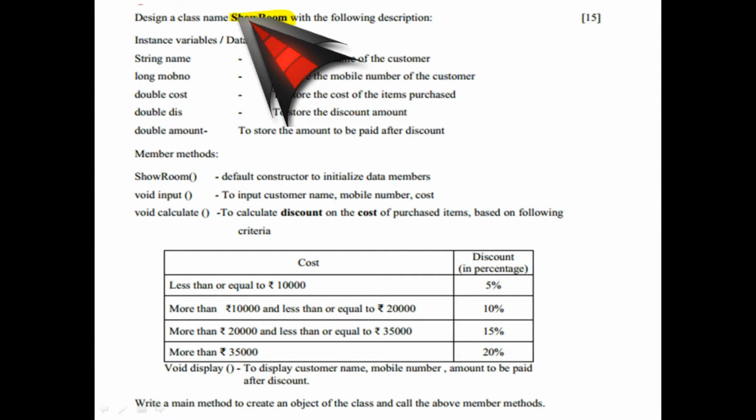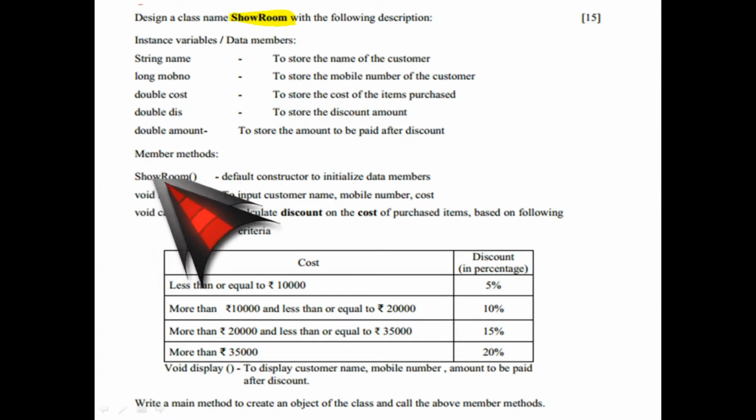Then the instance variables or data members, which are private: string name to store the name of the customer, long mobile number, so mobno. We have to keep the exact variable name the same to store the mobile number of the customer. Double cost to accept the cost of the item purchased, double dis to store the discount amount, double amount to store the amount to be paid after discount.